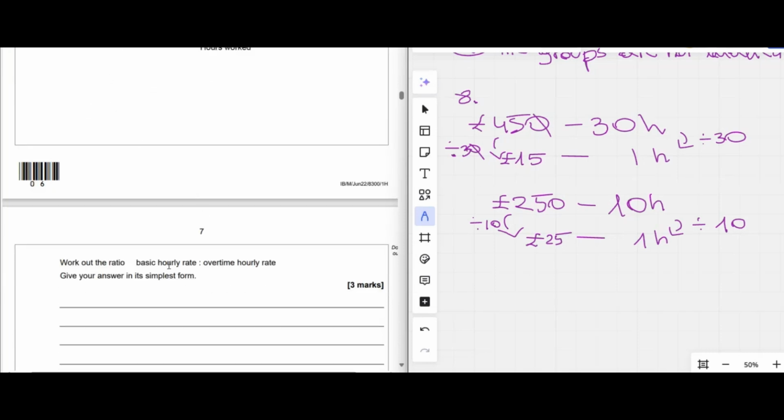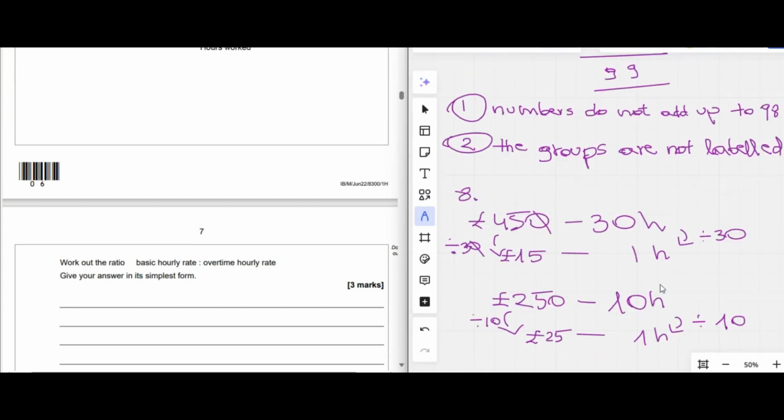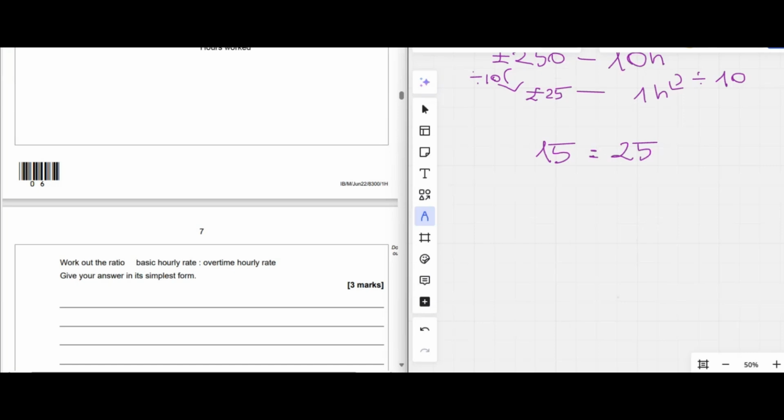And now the ratio, basic hourly rate, 15 to overtime, 25. And we need that in the simplest form. So we can divide both by 5, being the common factor, 3 to 5. And that's the answer.